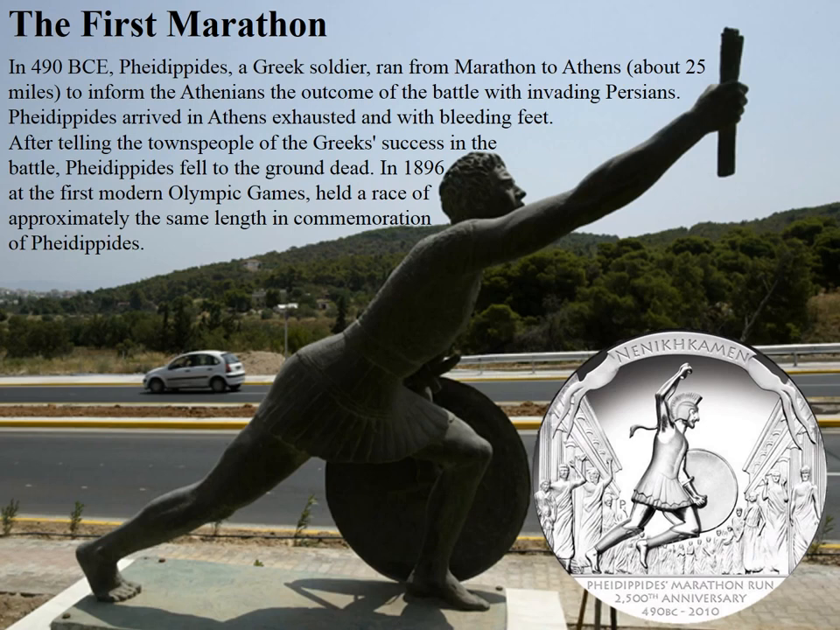The first marathon. In 490 BCE, Pheidippides, a Greek soldier, ran from Marathon to Athens, about 25 miles, to inform the Athenians of the outcome of the battle with invading Persians. Pheidippides arrived in Athens exhausted and with bleeding feet. After telling the townspeople of the Greeks' success in the battle, Pheidippides fell to the ground dead. In 1896, the first modern Olympic Games held a race of approximately the same length in commemoration of Pheidippides.